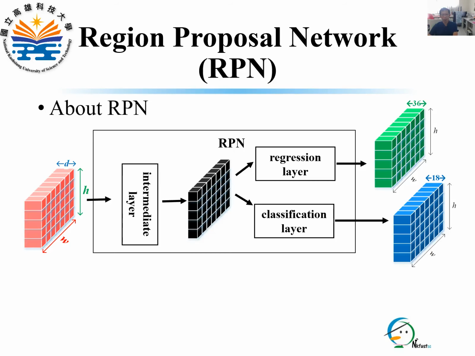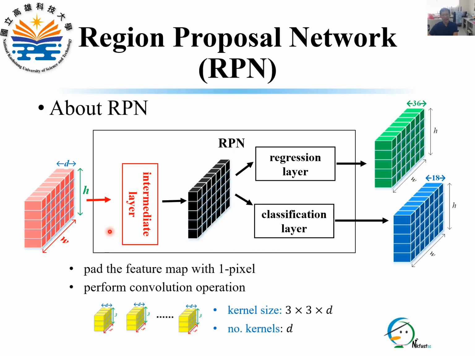Let's further look into RPN architecture, which consists of 3 convolutional layers. The intermediate layer is to convert the input convolutional feature map to the one specifically for proposal generation. It firstly pads the feature map with 1 pixel and then performs convolutional operation by D kernels with the size 3 by 3, where D is the number of channels. This results in a feature map for predicting proposal parameters.